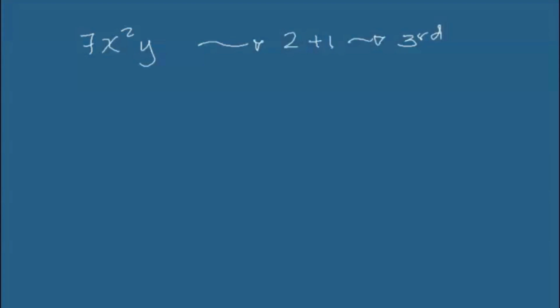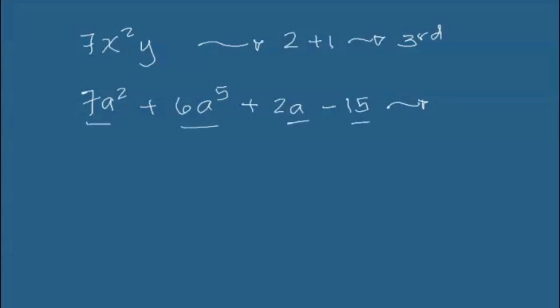Okay, if we have, for example, let's say we have 7a squared plus 6a to the fifth plus 2a minus 15. So the degree of this polynomial, we have 4 terms. Okay, and the highest degree of a is 5. So the degree is 5, or fifth degree.